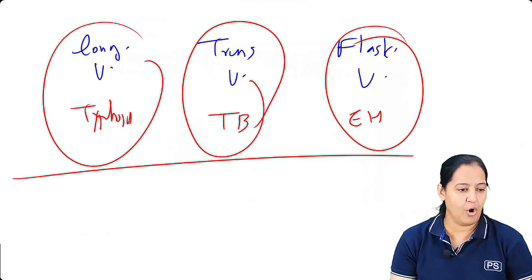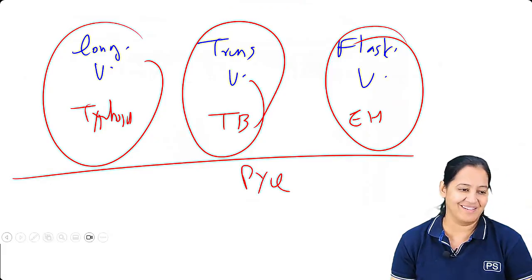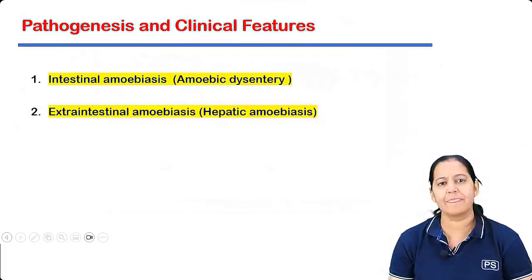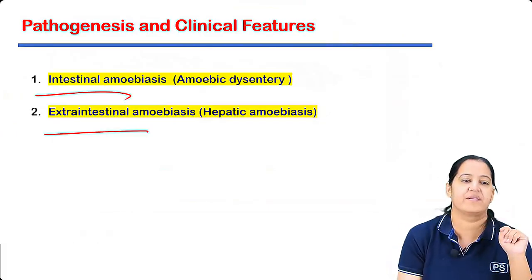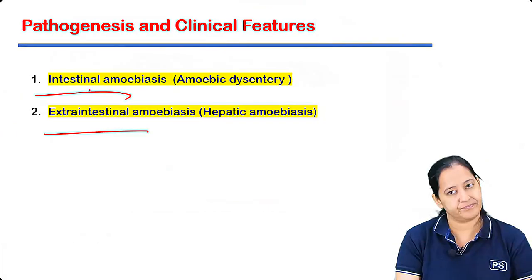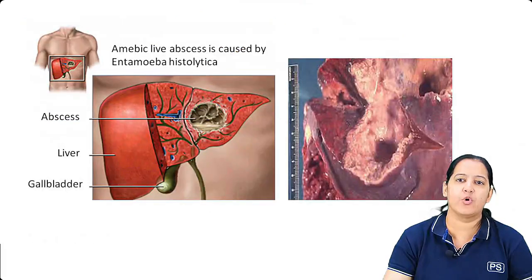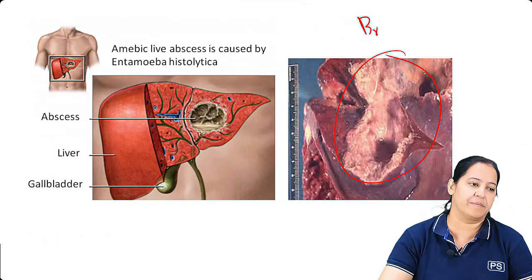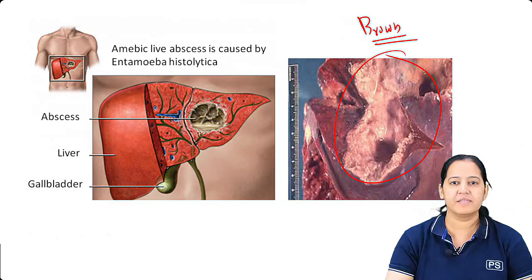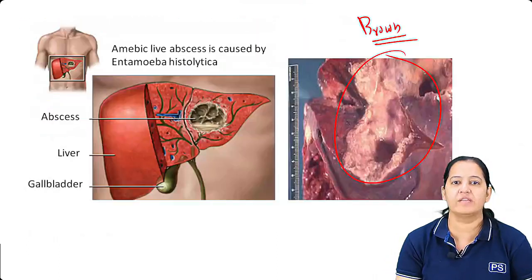So all three are PYQ. Please learn it, okay? Then flask shaped ulcers, tell me. Diseases: intestinal, extraintestinal. In intestinal there will be dysentery and in extraintestinal the liver will be involved. See anchovy sauce abscess. Appreciate the brown color pus. This is anchovy sauce abscess.